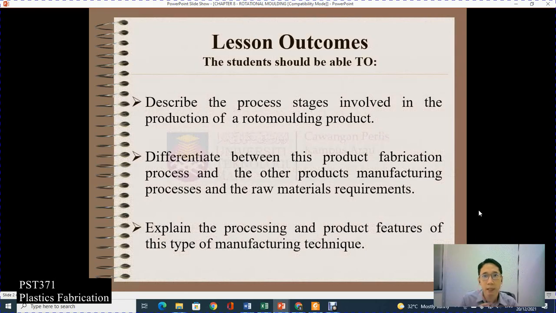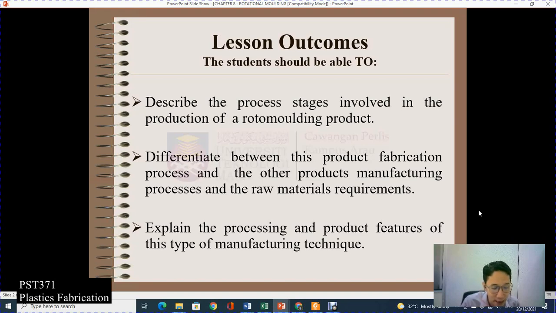So here are the lesson outcomes for this chapter. By the end of this chapter, you should be able to describe the process stages involved in the production of rotomolding products, differentiate between this product fabrication process and other product manufacturing processes and the raw material requirements, and finally explain the processing and product features of this type of manufacturing technique.